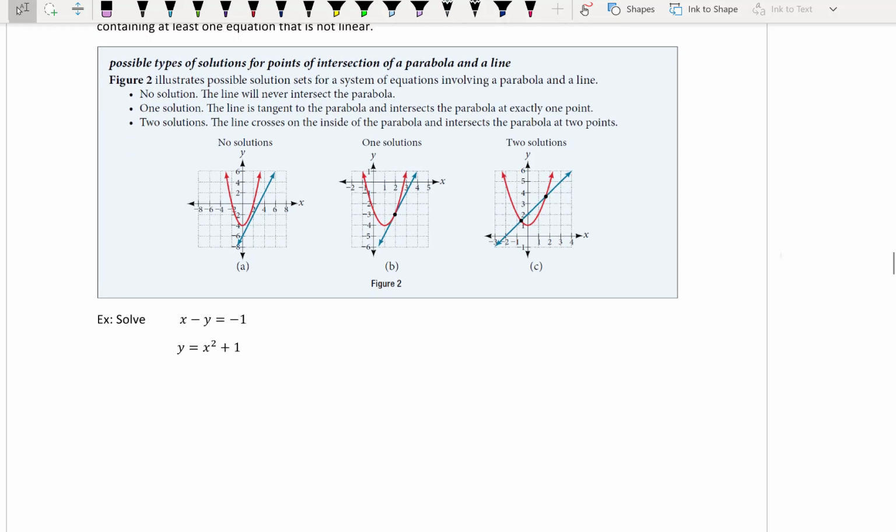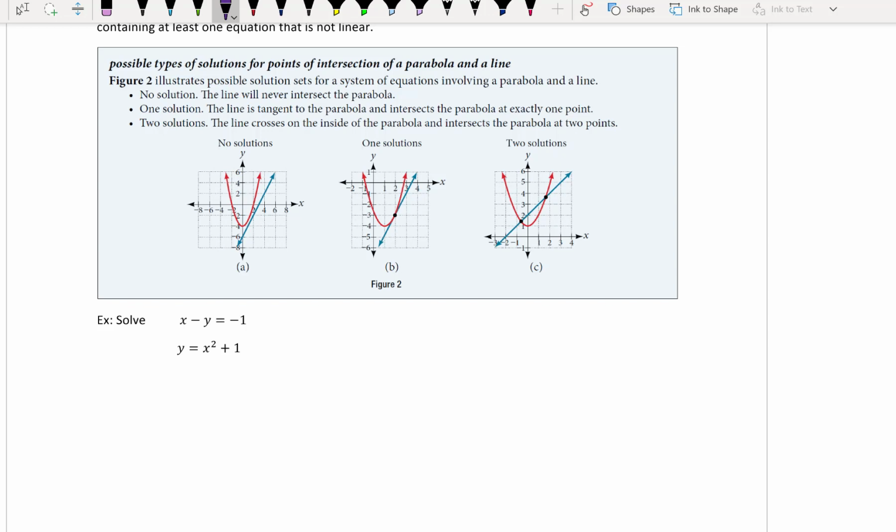So for example, we can have a parabola and a line. Three different things can happen: no solution, meaning there's no intersection; one solution, meaning it intersects at exactly one point; or two solutions. When you see the parabola, that red graph, and that line, the blue one, it can intersect twice. In this section, we cannot use a matrix because we have a degree 2.